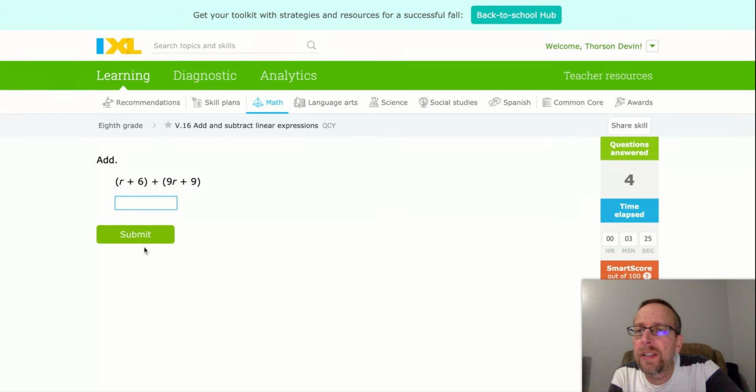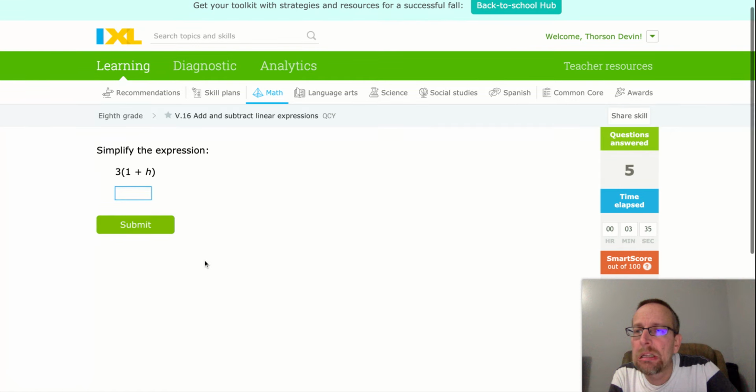Again, same thing, we have addition, so I'm just going to add the R to the 9R, and that gives us 10R, and the 6 to the 9, that gives us a plus 15. Here, they want us to distribute, which we've done in a previous lesson. 3 times 1 is 3, and 3 times h is a plus 3h.